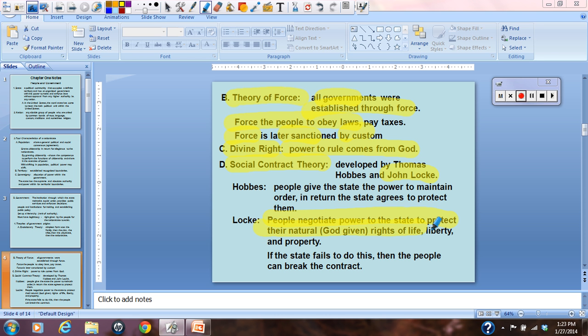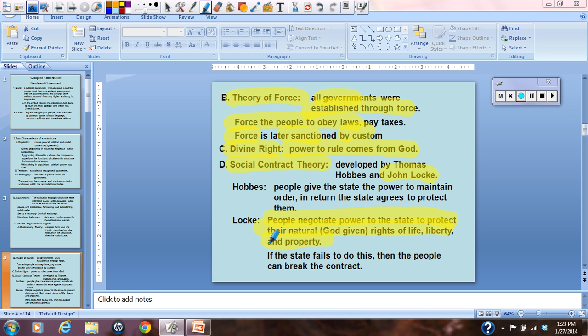Okay, protect their natural God-given rights. That law came in social contract theory, and that people gave power to the state to protect their God-given rights. Okay, again, social means people. Contract. If you make a contract with somebody, it's a what? Agreement. Agreement or a deal.